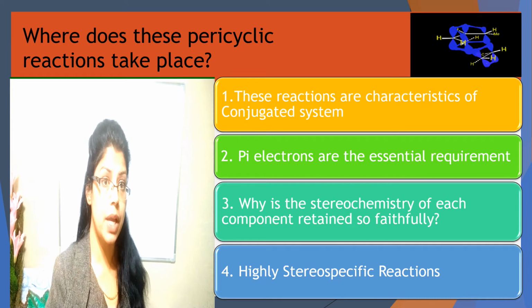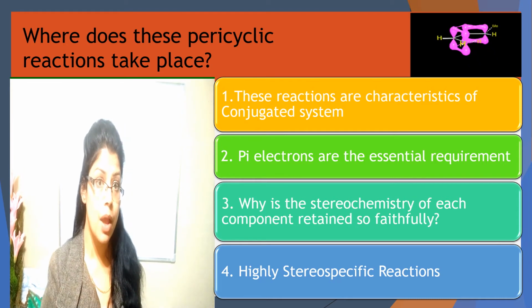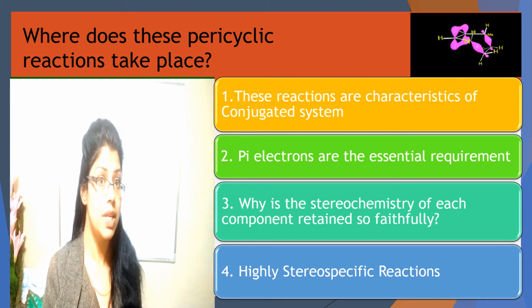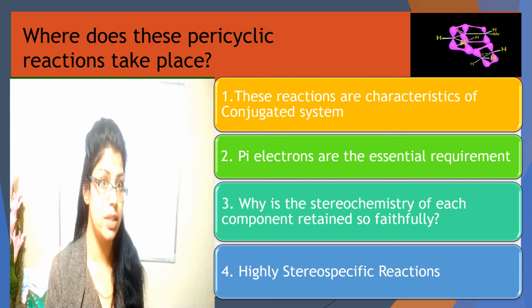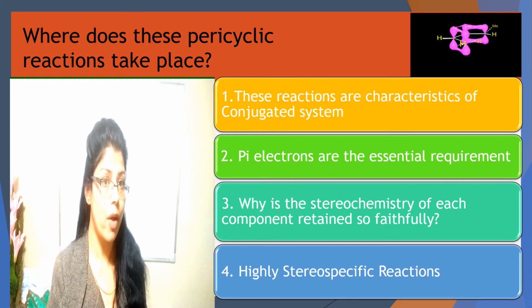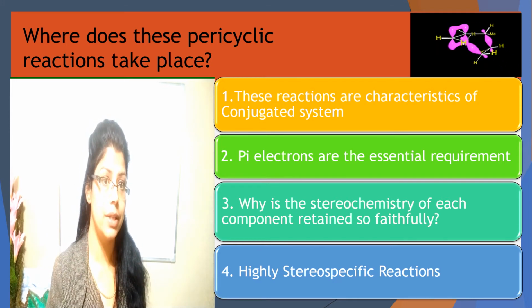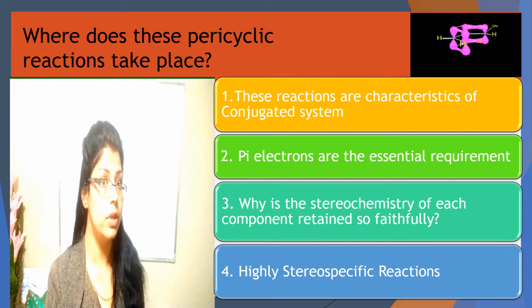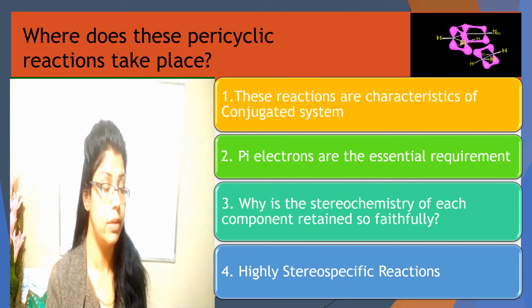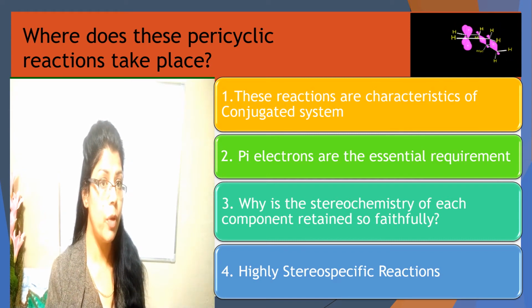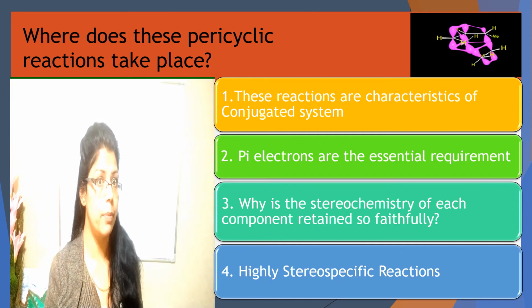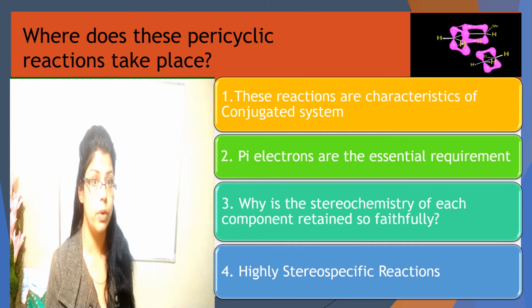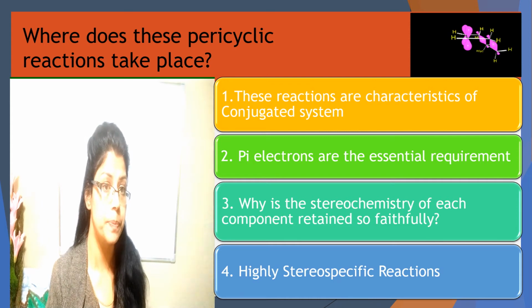So where do pericyclic reactions take place? Pericyclic reactions are a special property of conjugated systems. Conjugated systems have alternate single and double bonds, where the double bond does not behave like a double bond and the single bond does not behave like a single bond, and the bond length is in between, approximately 1.39 to 1.45 angstrom.